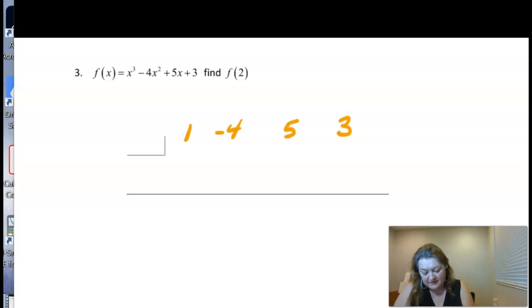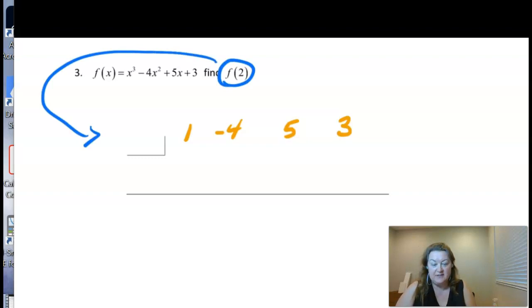And this time, when they ask us to divide, notice it's not in factored form. So because it's just a number, I get to just divide by that number. Okay, so first step is we always just bring down our first number. And I'm going to stop writing that work step in between. I'm just going to write what 1 times 2 is under the next column. And then -4 plus 2 is -2.